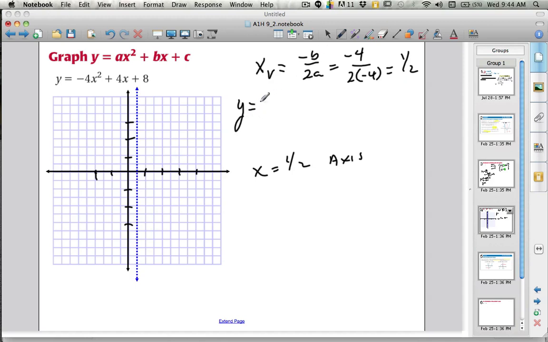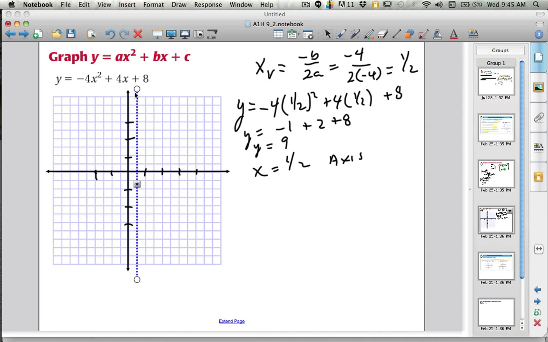To find the y-coordinate of the vertex, I'll have the opposite of 4 times 1/2 squared plus 4 times 1/2 plus 8. Well, 1/2 squared is 1/4 times -4 is -1. 4 times 1/2 is 2 plus 8. So y will be equal to -1 plus 2 is 1 plus 8 is 9. So 1/2, 9. Okay, so unfortunately, because I've gone by ones here, I've got a little bit of a problem getting this to fit on my graph.